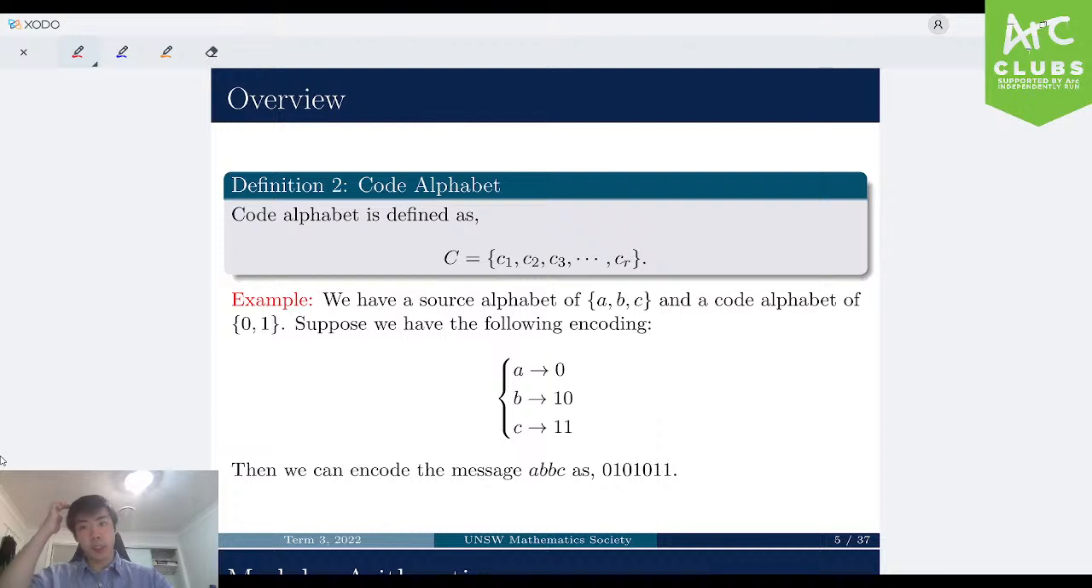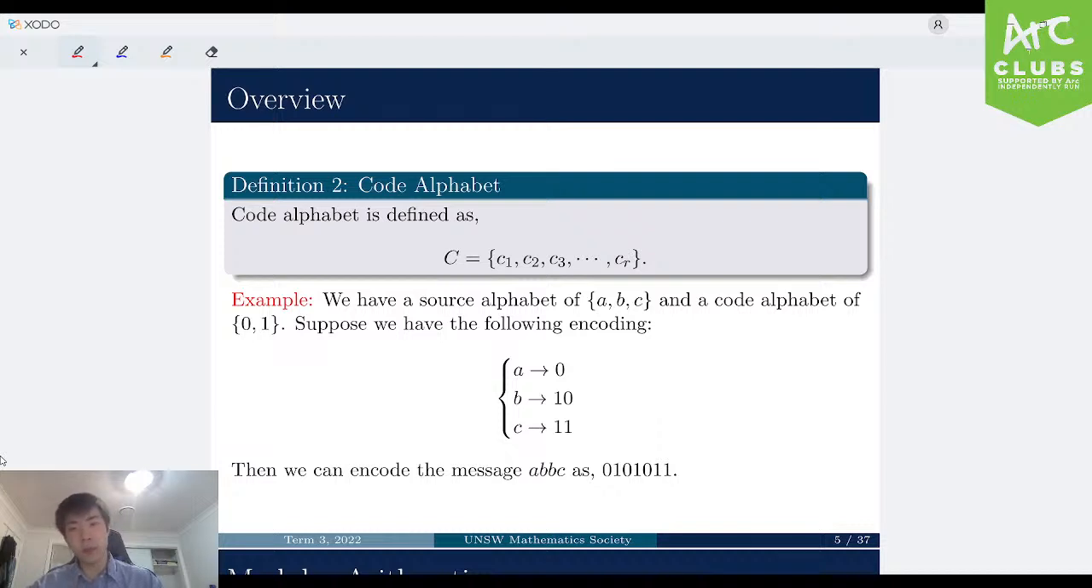Another definition that we have is the code alphabet. A code alphabet is also defined as just a set, usually denoted by capital C, and can be C1, C2, C3, all the way to CR. So we have a source alphabet, let's say A, B, C, and a code alphabet, let's say 0 and 1, the binary numbers 0 and 1. Suppose we have the following encoding: we encode A by the number 0, encode B by the string 10, and encode C by the string 11. Then we can encode the message A, B, B, C as 0, 10, 10, 11.